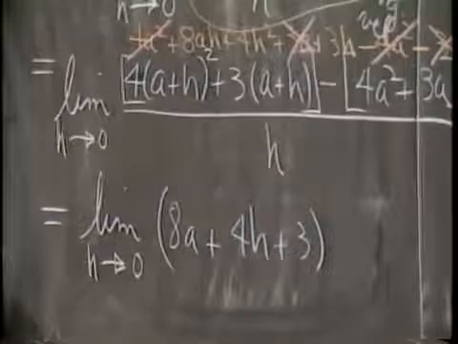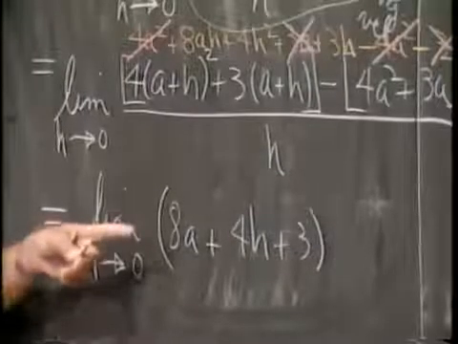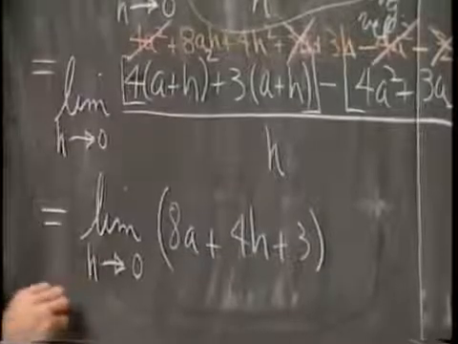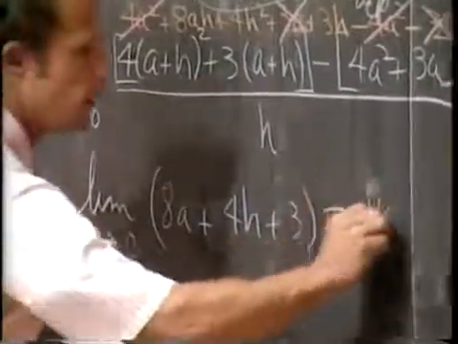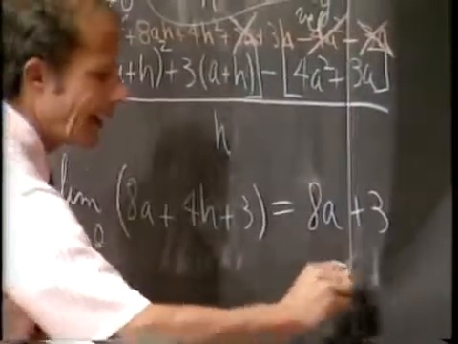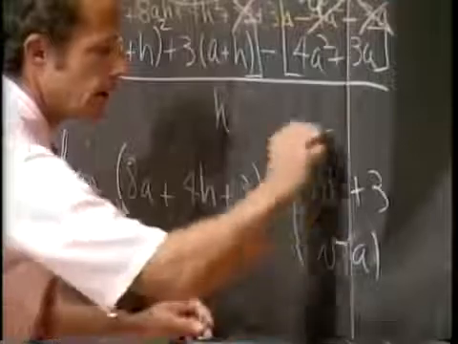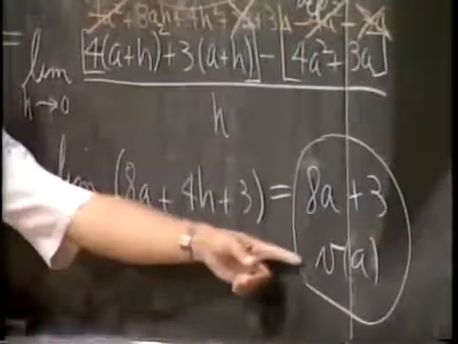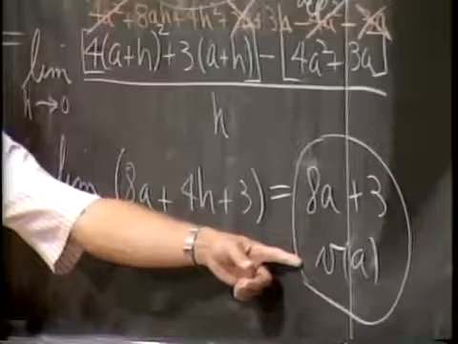Okay, a little bit of algebra there. And then when h goes to 0, I'm talking about a polynomial in h, so I can just plug in there, and we get an 8a plus 3 over here. So there is your velocity function. That's v at a, is 8a plus 3. And as I said, the velocity of this thing, the speedometer reading, is not uniform.